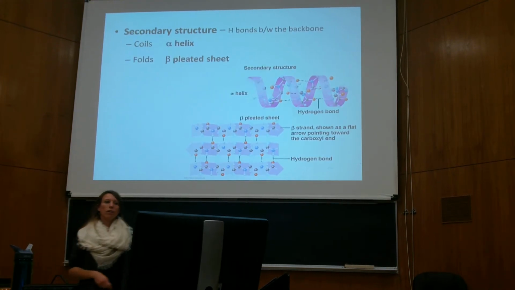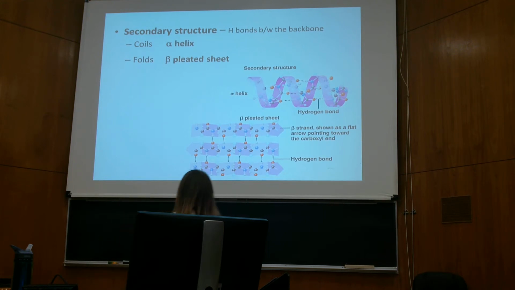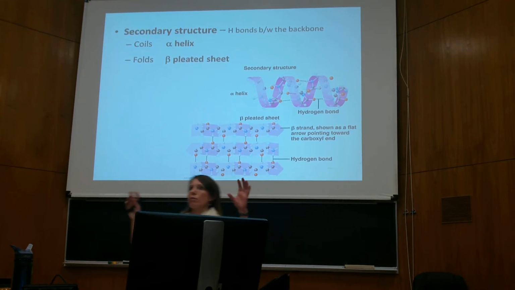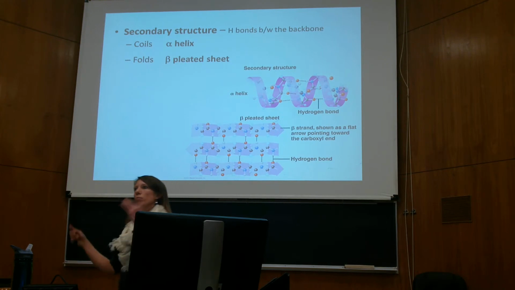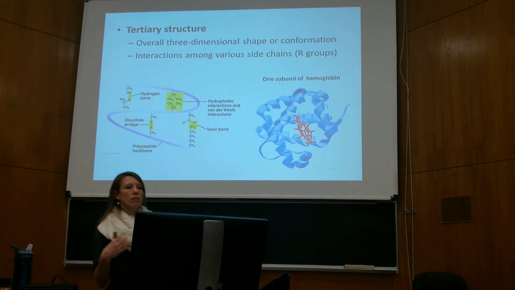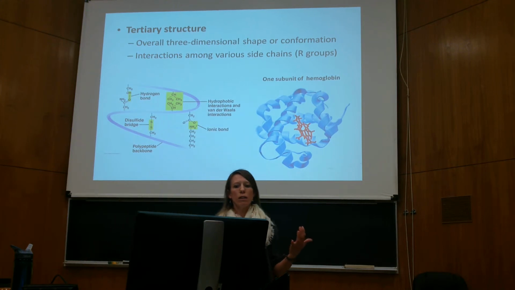Backbone, right? Okay, so this is secondary structure, the hydrogen bonds between this backbone, which is the amino acid carboxyl group and carbon, right? Either form the alpha helix or the beta pleated sheet. So the tertiary comes from different types of interactions, bonding between those R groups, right?